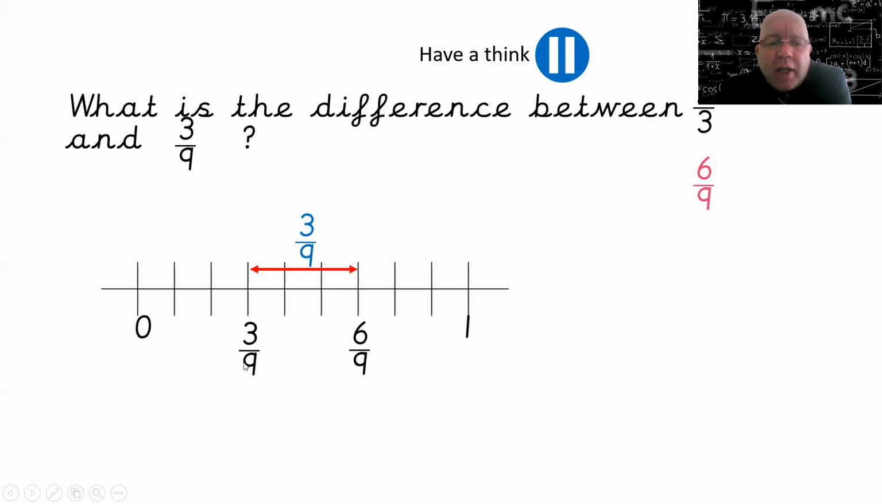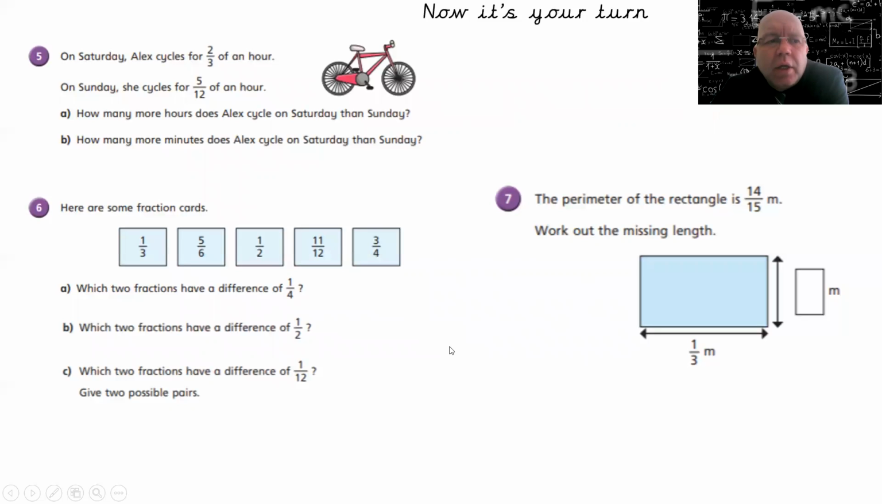And again, another way of looking at it, our denominators are the same. They're both ninths. So it's 6 take 3 is 3. And divide top and bottom by 3, we can simplify and make that 1/3. Right, your turn. 3 more questions. Okay, pause the video, have a go.